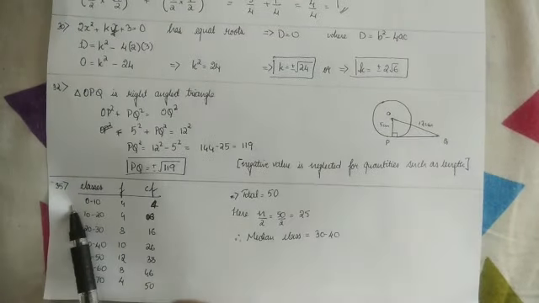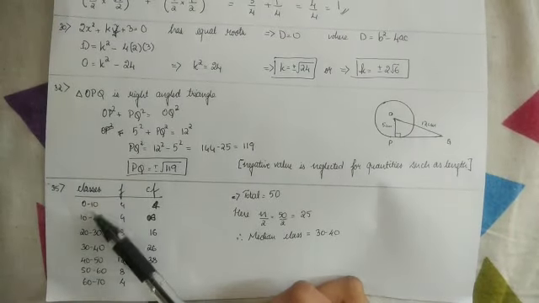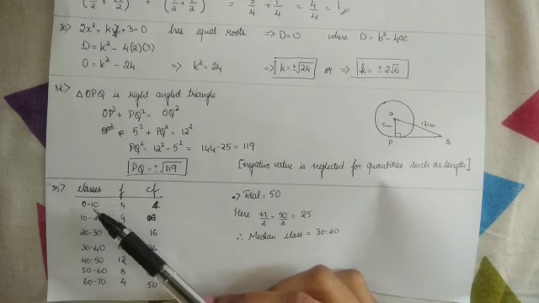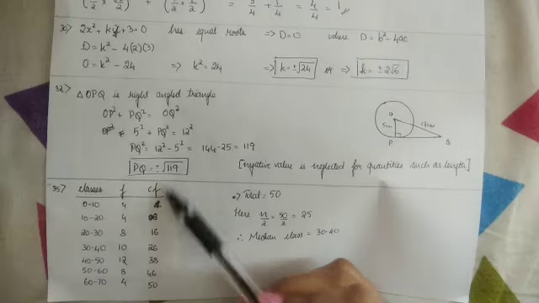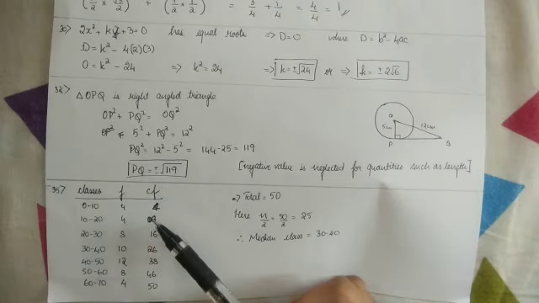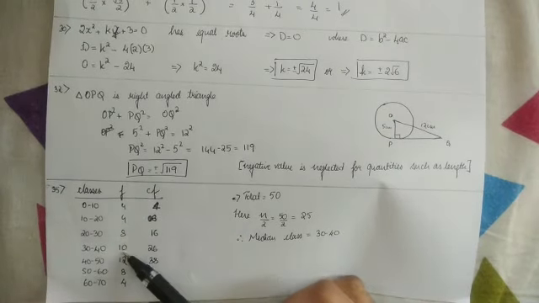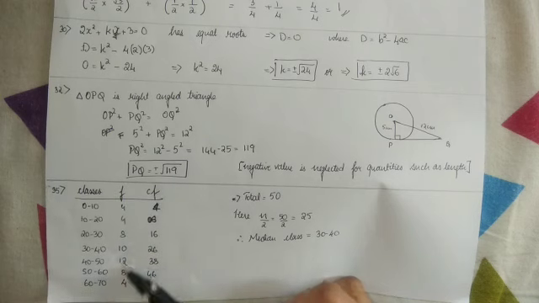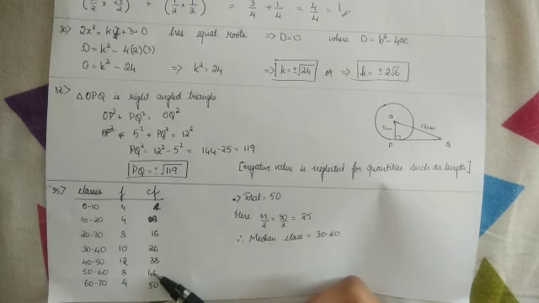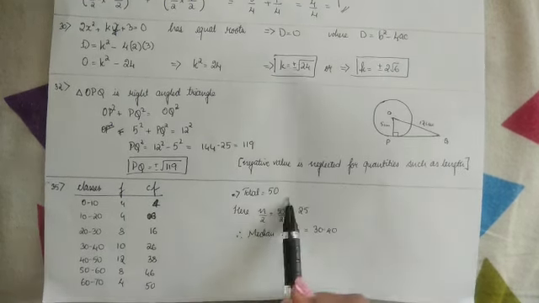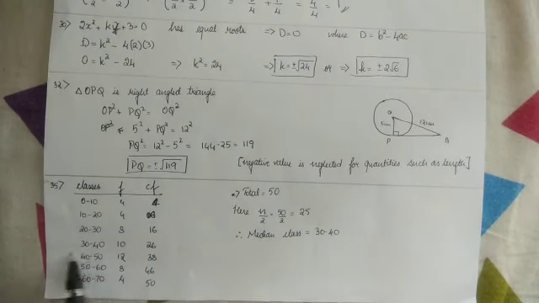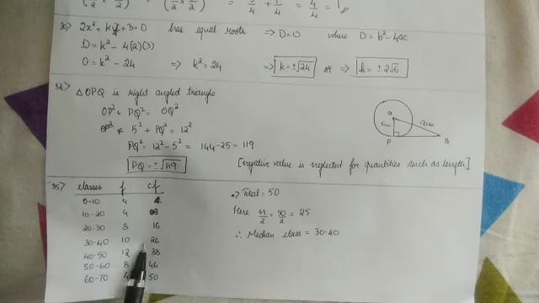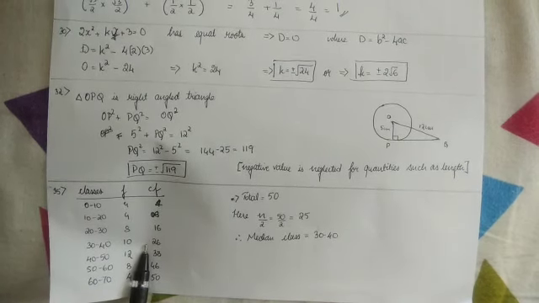35th question. Given classes of range 0 to 70 with each class interval equal to 10. Frequencies as shown below. Cumulative frequencies: 4, plus 4 is 8, plus 8 is 16, plus 10 is 26, 26 plus 12 is 38, 38 plus 8 is 46, 46 plus 4 is 50. So the total is 50. n by 2 is 50 by 2, that is 25. So 25 lies in the median class, 30 to 40.